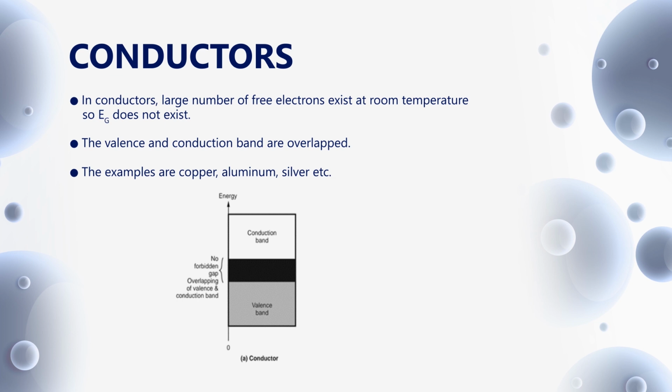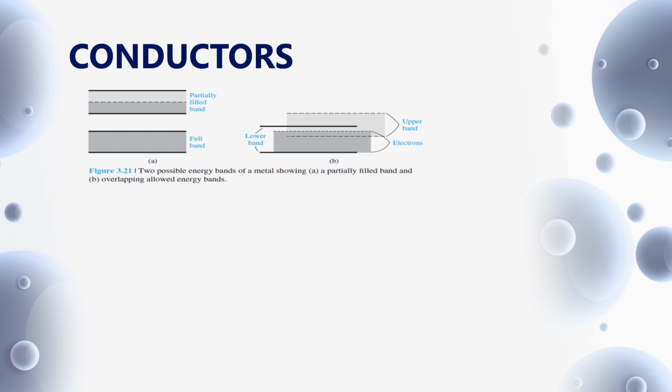Generally, metals are known as very good conductors because the energy gap between the conduction band and valence band is almost 0 or they overlap each other. So, here we can see the possible energy bands for metals. If the bands are partially filled or they are overlapping each other, they allow the flow of electrons.